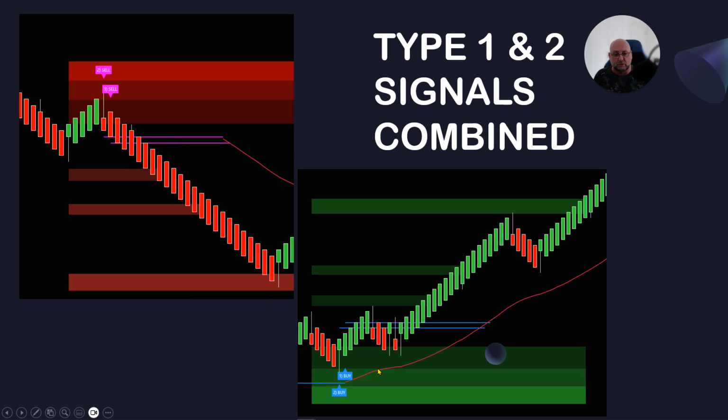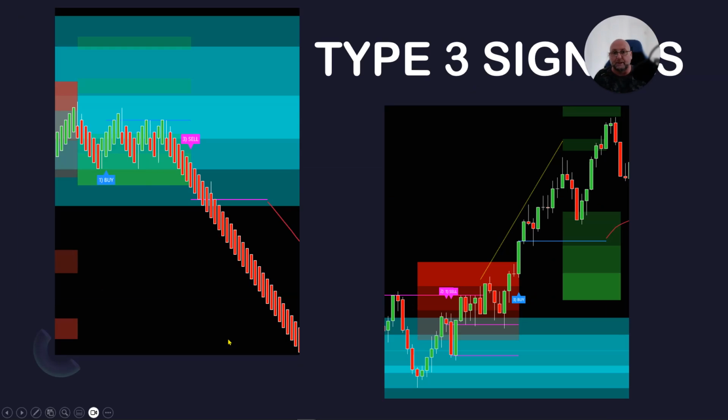Again, the same with longs. We get the type 2 buy, we get a little bit more price action movement, and then the type 1 buy comes in. We get two entry lines, so you've got a little bit of choice there, and then it goes and you can see the trailing stop as it goes through there.